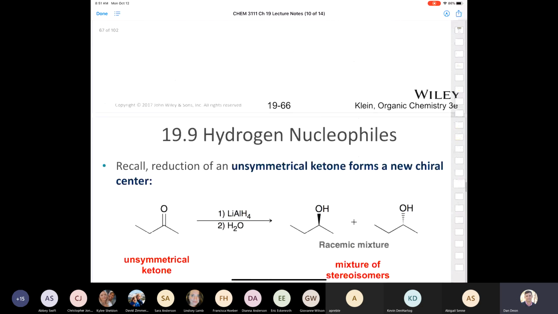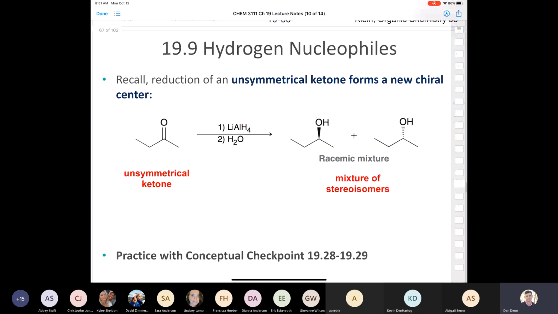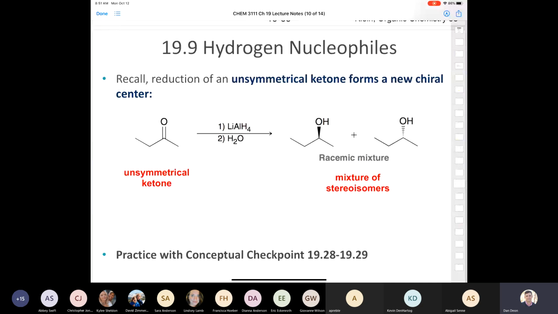I'm going to move on to the next slide, which discusses the fact that the carbon of a carbonyl has sp2 hybridization and is thus trigonal planar. So that hydride, that nucleophile, can attack from either face of the molecule. Since we're making a stereocenter, the hydride could be delivered to either face with equal probability. Again, we'll end up with a racemic mixture of stereoisomers.